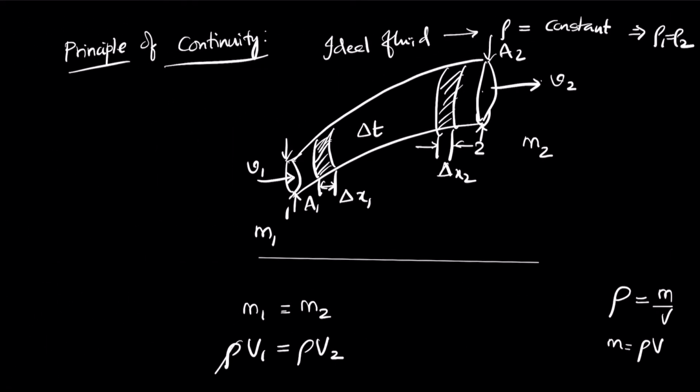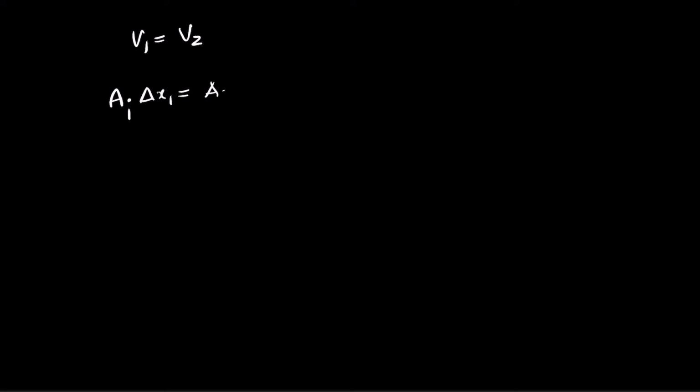We know that rho gets cancelled, so we get V1 equals V2. We know that volume is area times distance. So let's consider the area: A1 times delta x1 equals A2 times delta x2. So now we need to know the distance.